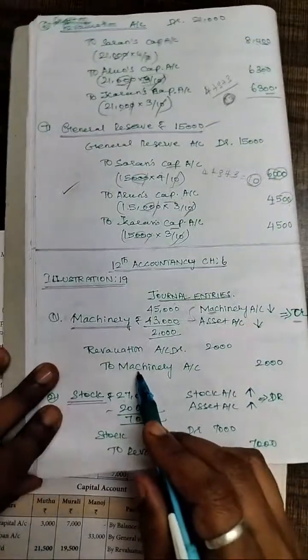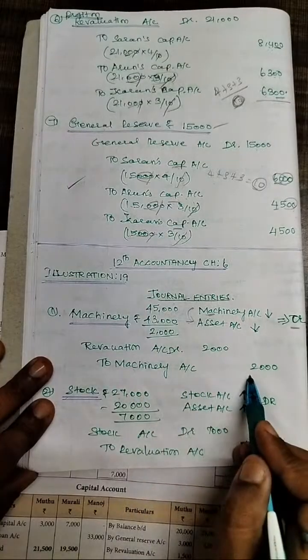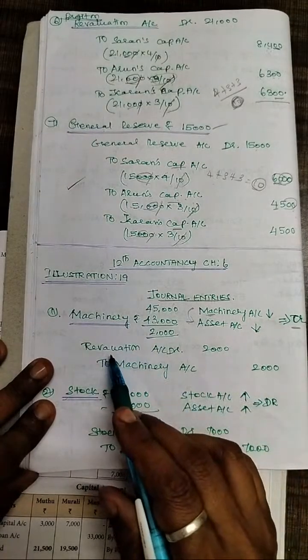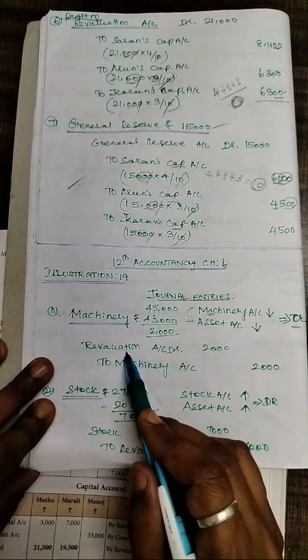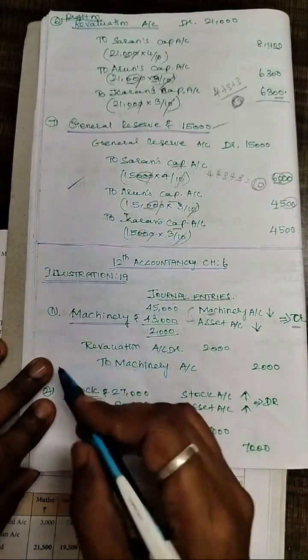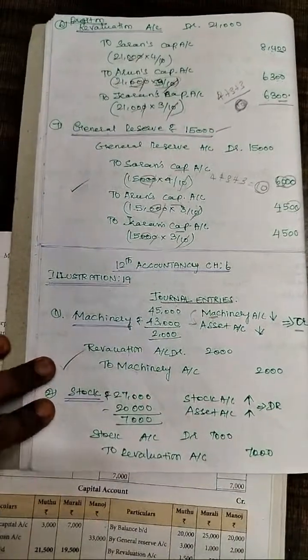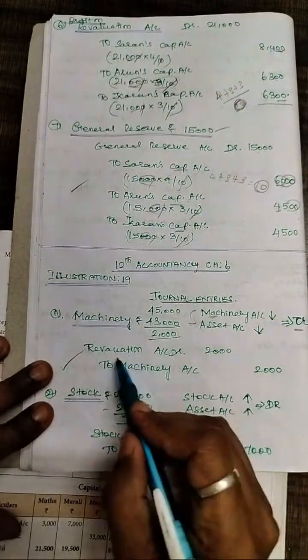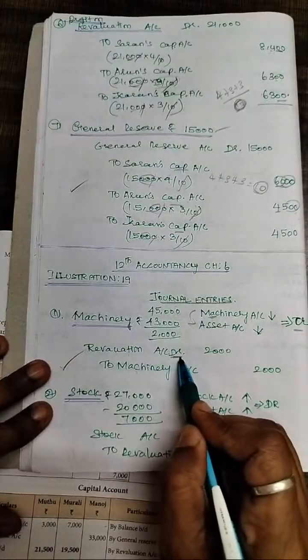Machinery account is to be credited 2,000 rupees, and which account is to be debited? Revaluation account is to be debited. Okay, let's take this transaction. Where does the revaluation account appear? Revaluation account appears on the debit side.